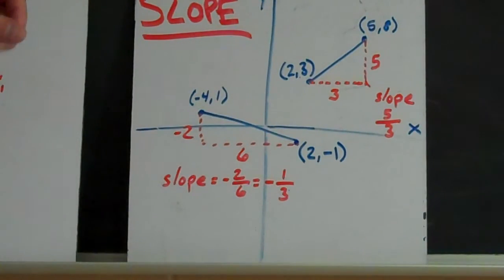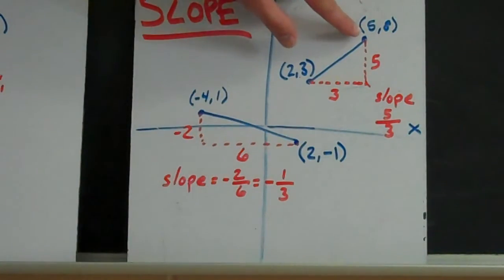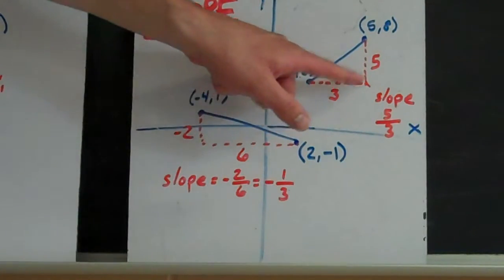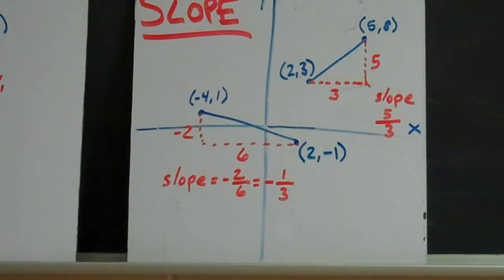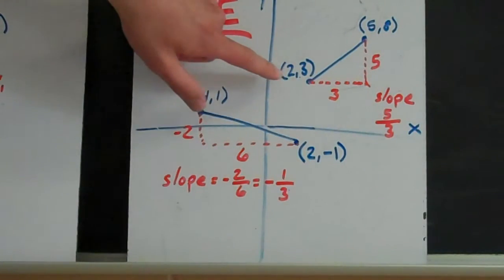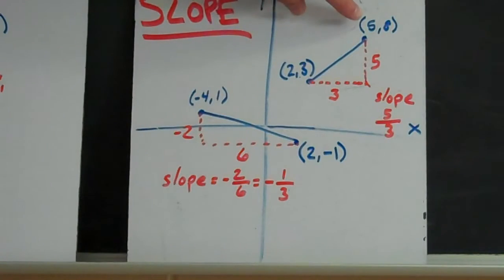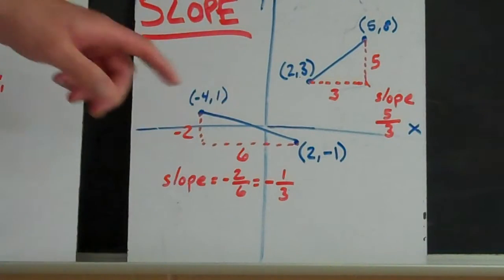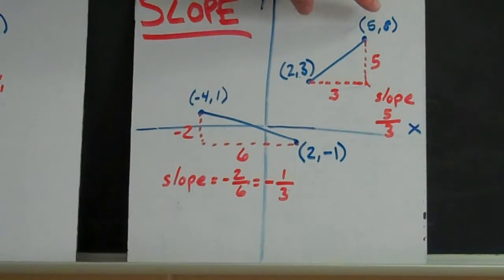We can do that by setting up a slope triangle. We draw a straight line down and a straight line over, a horizontal line and a vertical line from each one of those points, and we form a triangle. And we find the length of each side of that triangle. Since we're going from 2 over to 5, the length of the base is 3 units. And since we're going from 3 up to 8, the height of the triangle is 5 units.